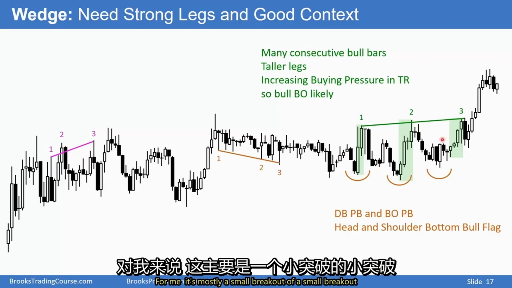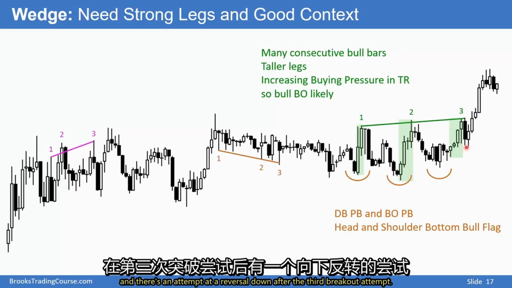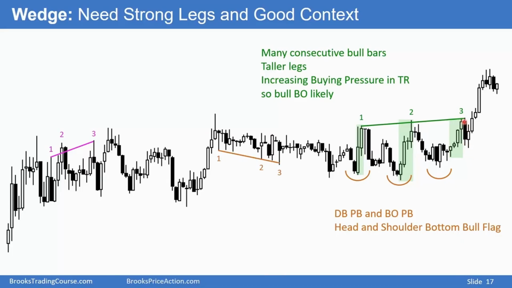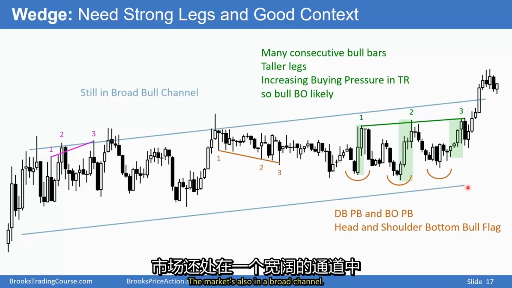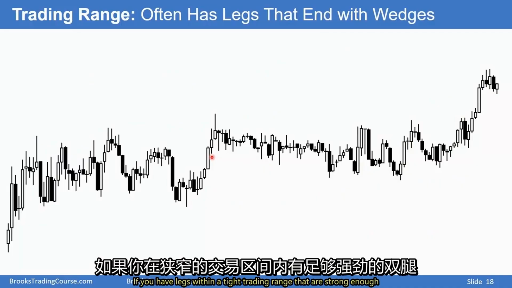For me, it's mostly a small breakout of a small breakout, where all three legs have good buying pressure, and there's an attempt at a reversal down after the third breakout attempt. The market's also in a broad channel. We're getting higher lows and higher highs, and there was room to the top of that channel.